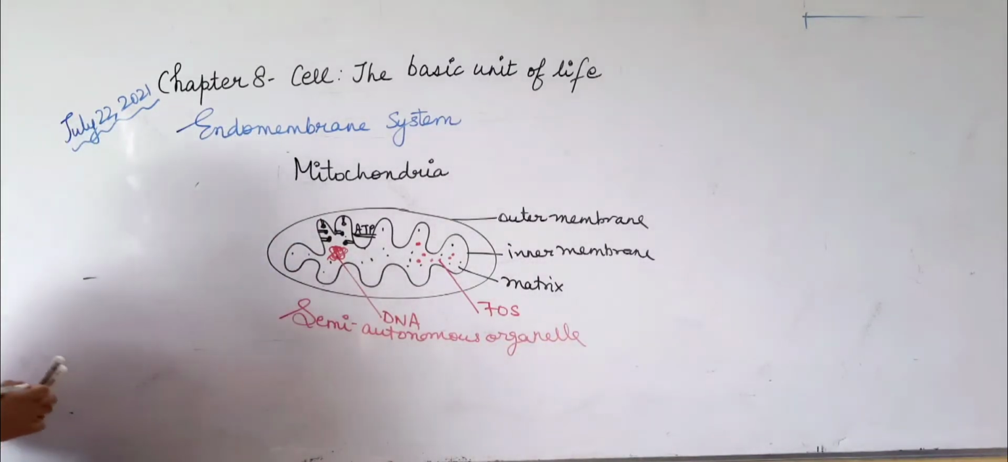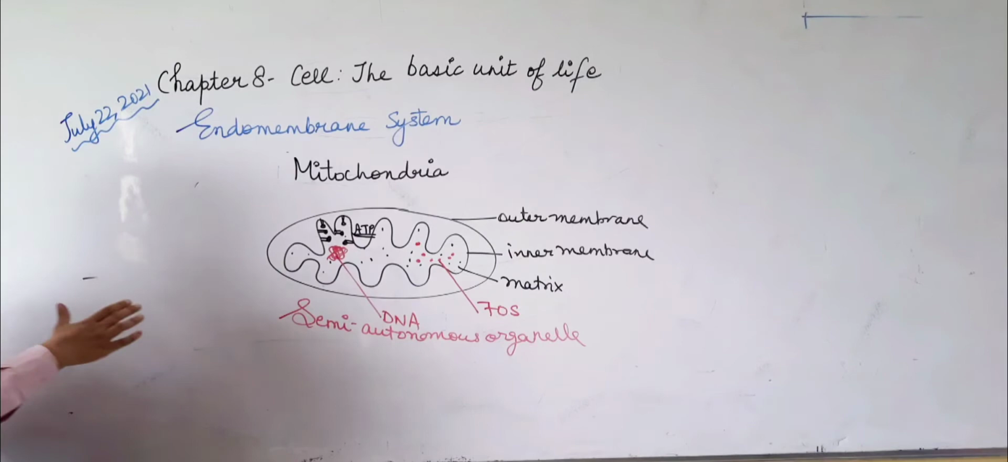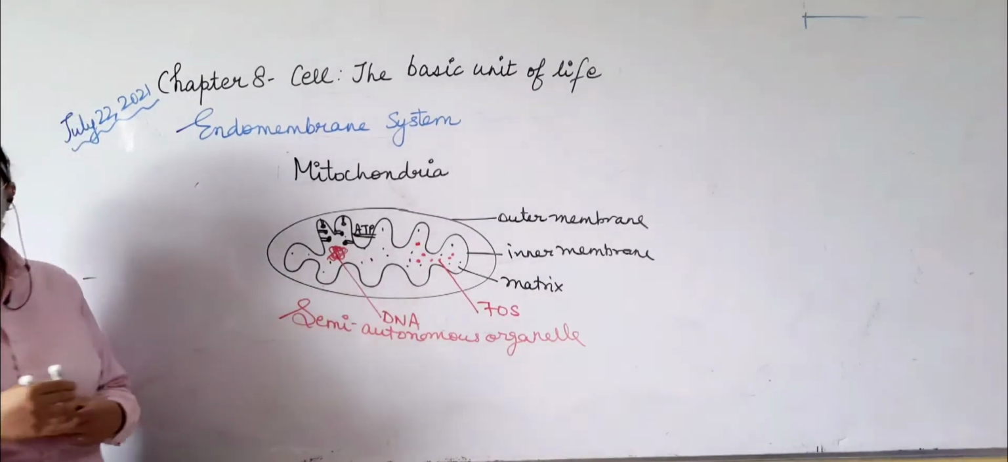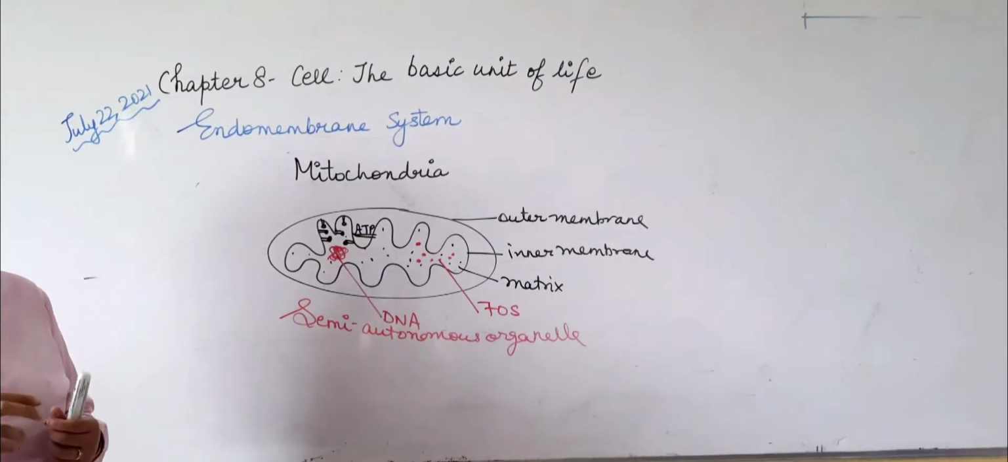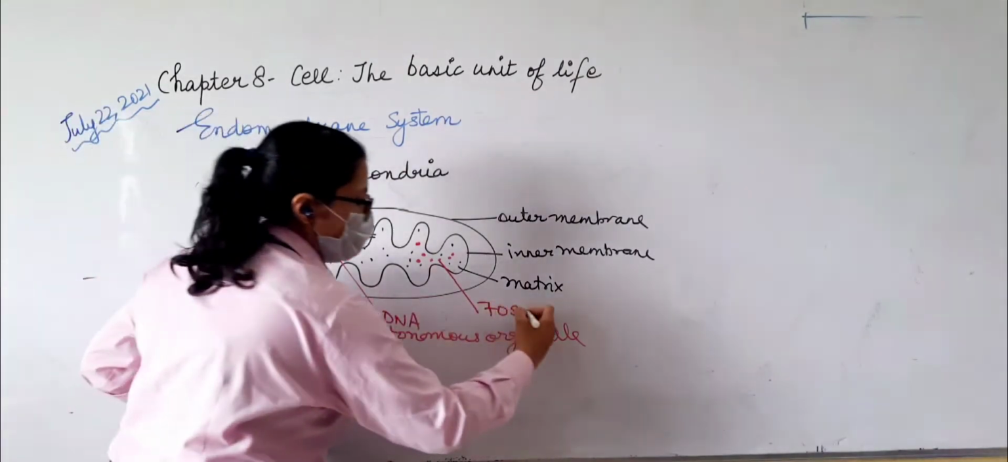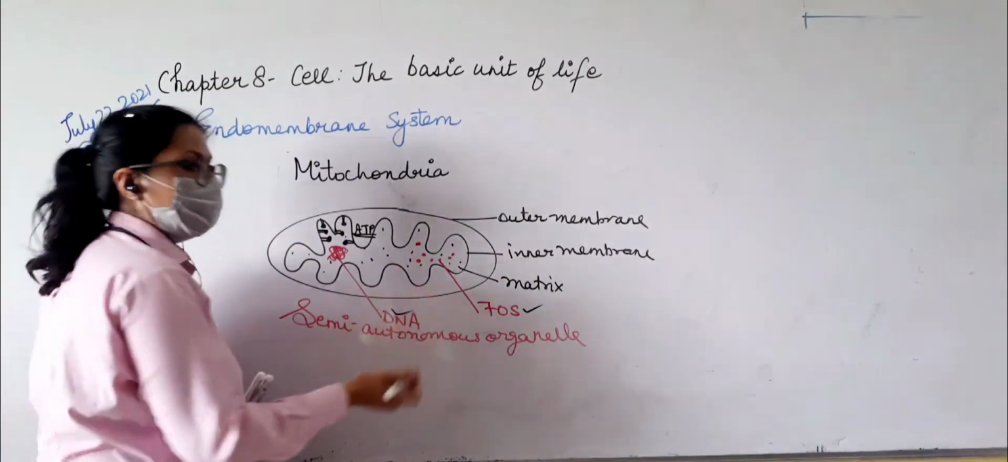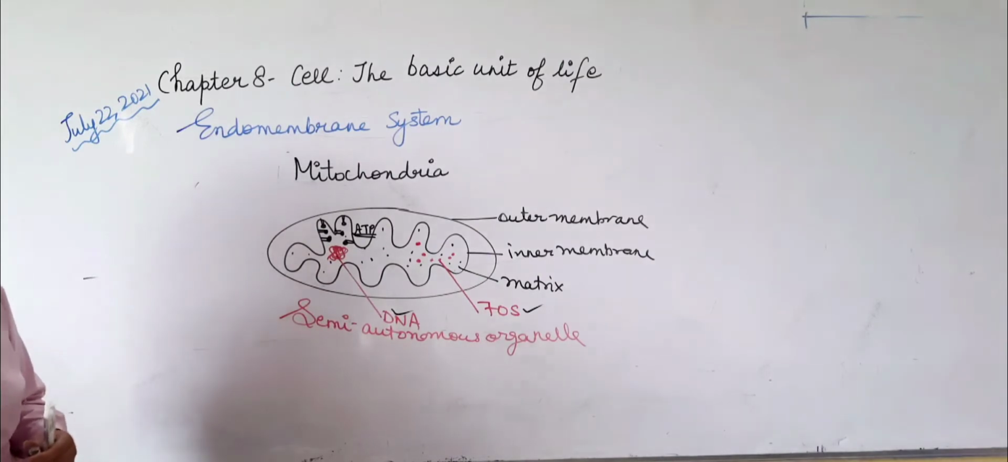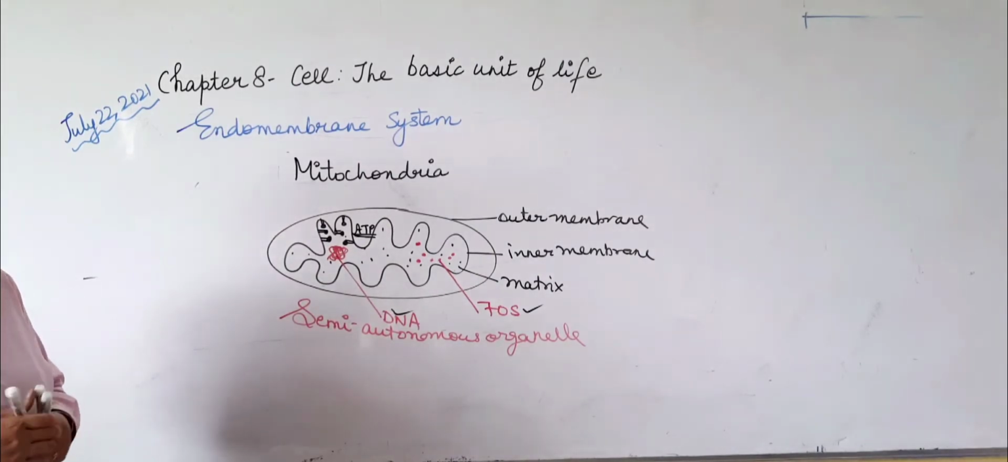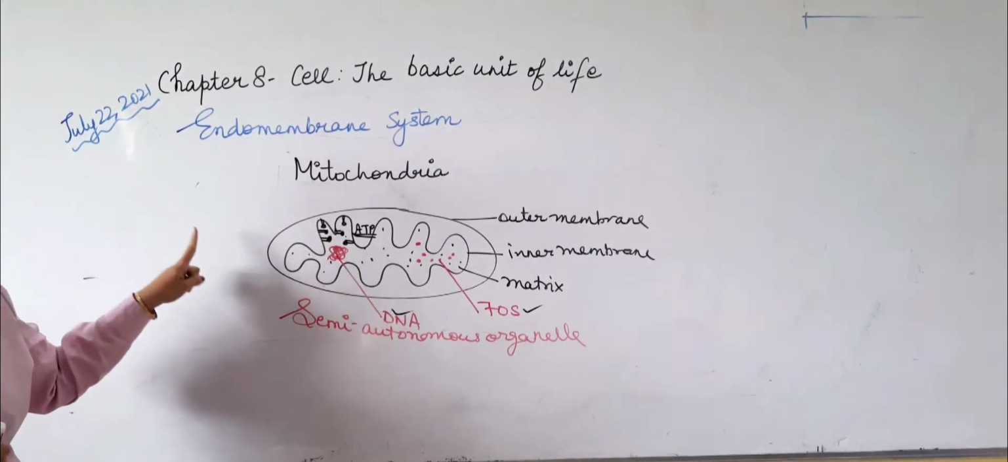What do we mean by semi-autonomous? Half automatic. It means it can do half of its functions itself. Because why? It has its own ribosomes and its own DNA. That is what is required to multiply. Alright, so this is what mitochondria is. ATP will be released.